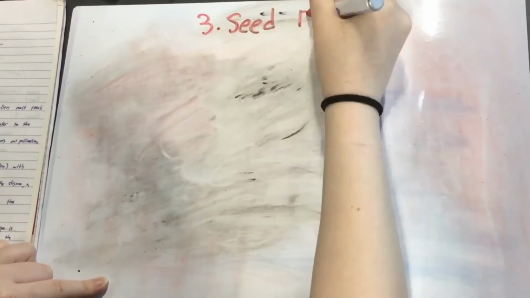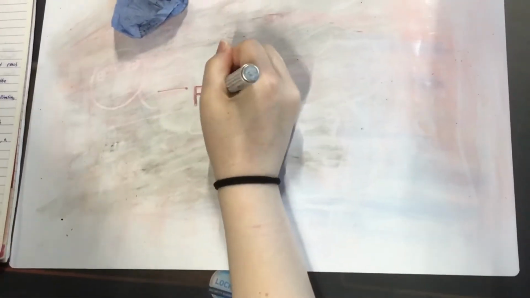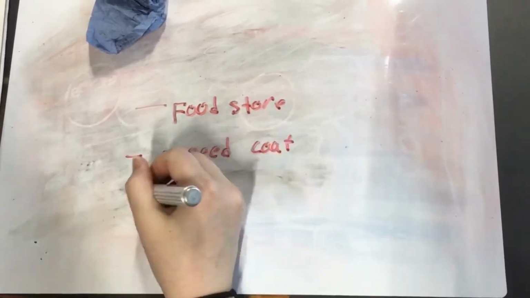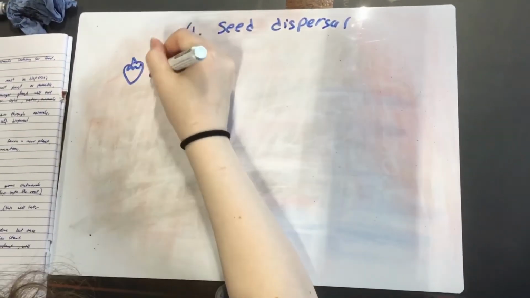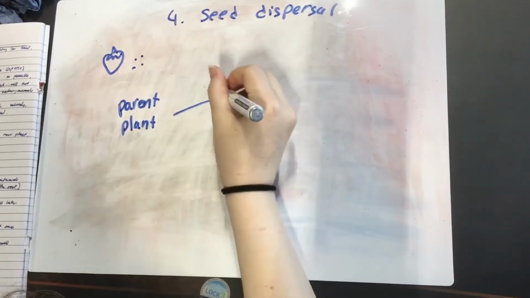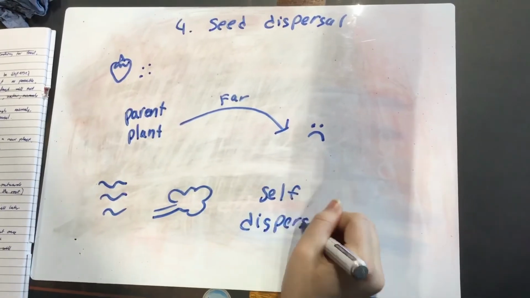3. Seed formation. First, the embryo becomes part of the seed. The seed is made up of a food store, a seed coat and the embryo. After the seed forms, the ovary can develop into a fruit. 4. Seed dispersal. The fruits and seeds of a plant must be dispersed as far from the parent plant as possible. This can be done through water, animals, wind, and self-dispersal.